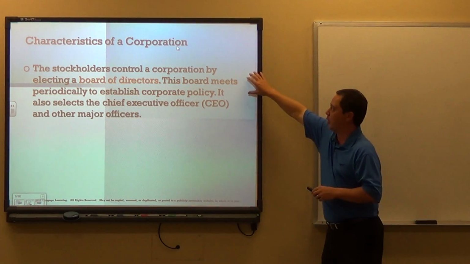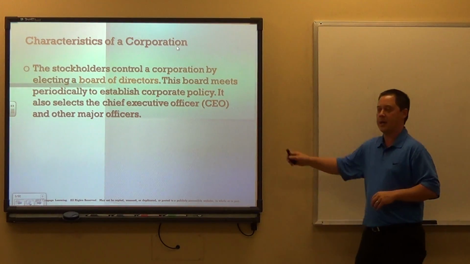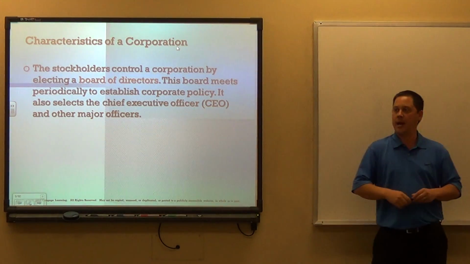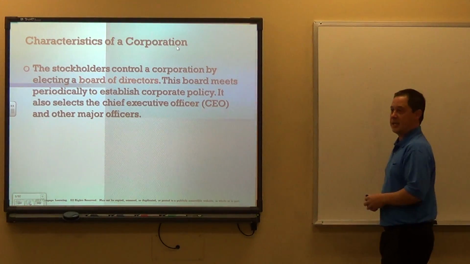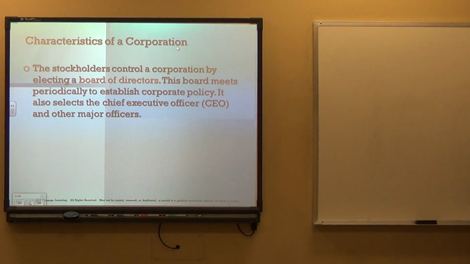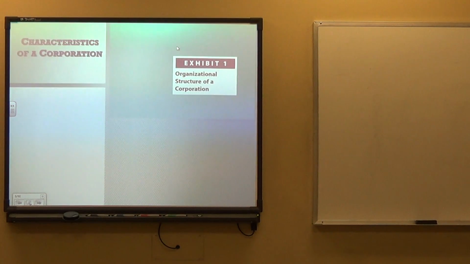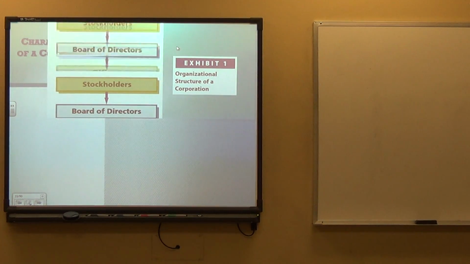The stockholders control a corporation by electing its board of directors. This board meets periodically to establish the policies and that stuff. And they will elect or select a chief executive officer. So they're the ones that are going to find that CEO to run the company for the everyday operations. And then many of the other major officers that are part of the company, like the CFO and those kinds of things. All right, so this is how it breaks down here.